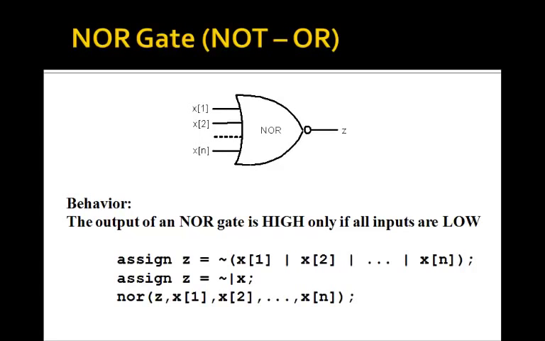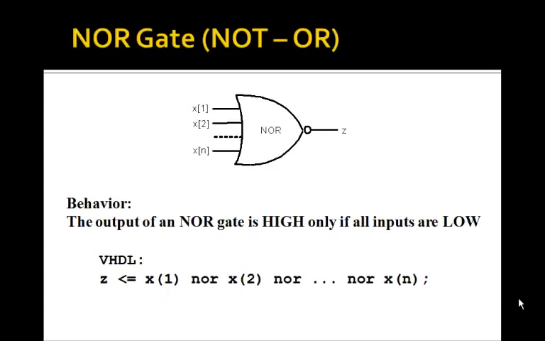Here is a multiple input NOR gate. The behavior of this is that the output of a NOR gate is high only if all inputs are low. This is the Verilog statements for making a multiple input NOR gate. And again, in VHDL, you have to write out the word NOR to make this multiple input NOR gate.